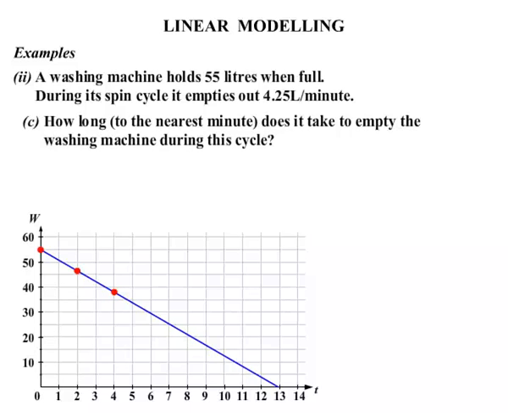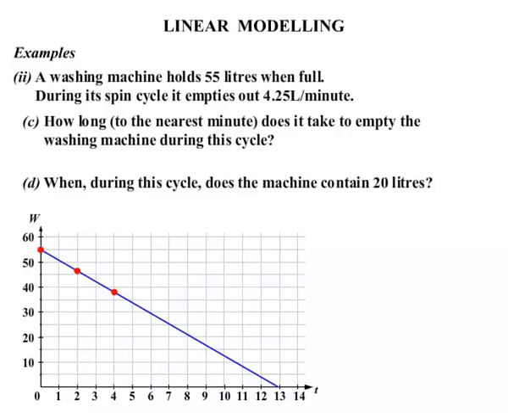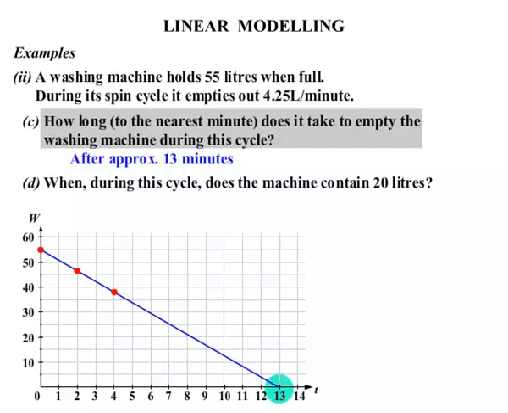Part C, how long to the nearest minute does it take to empty the washing machine during this cycle? And Part D, when during this cycle does the machine contain 20 litres? Well, Part C firstly, we can see from the graph it's empty when there's no water left. Okay, so right there, it's highlighted, and it's around about the 13-minute mark, so after approximately 13 minutes.